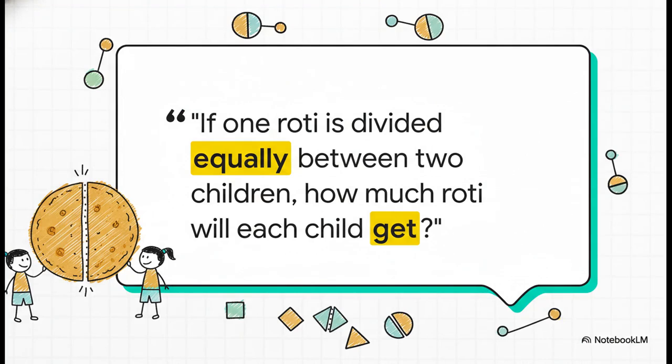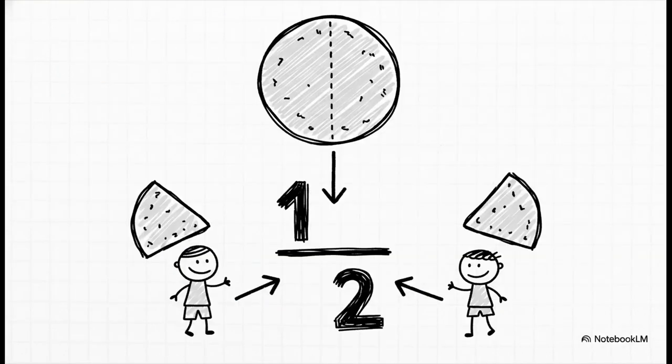Let's pull an example straight from our source material. Shabnam asks this really simple question. If one roti is divided equally between two children, how much roti will each child get? Think about it for a second. The answer's obvious, right? Each kid gets half. And this right here, this is just how we write that down using math. 1 divided by 2, or 1/2. The top number is the one thing we're sharing, and that bottom number, that's just how many people are in on the share. Simple as that.